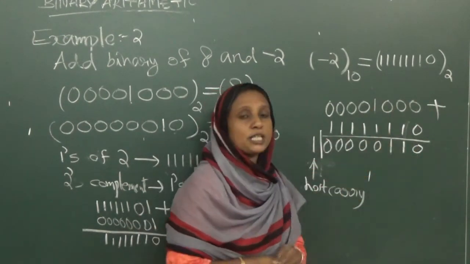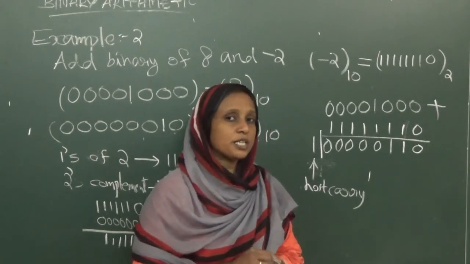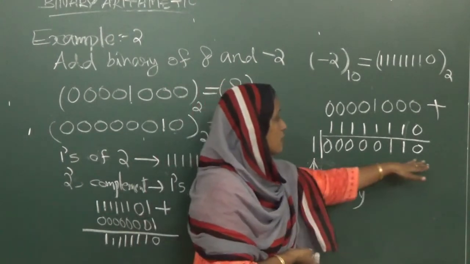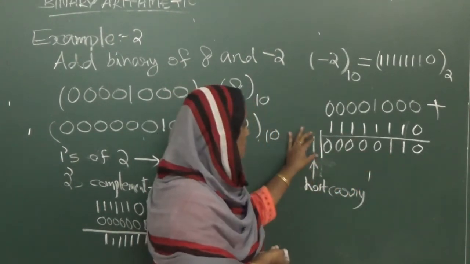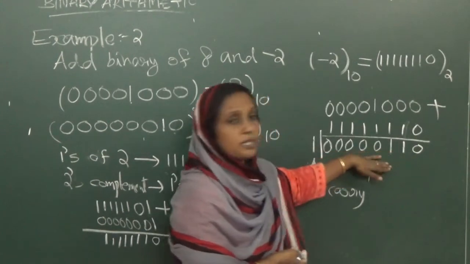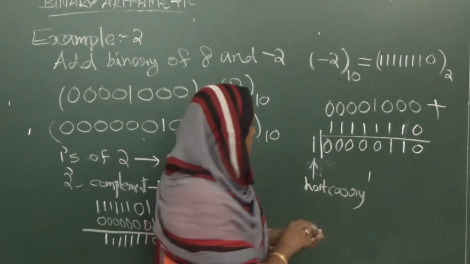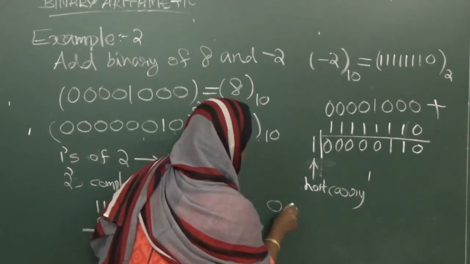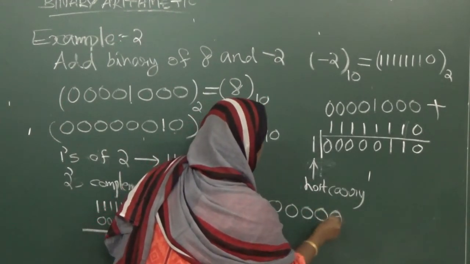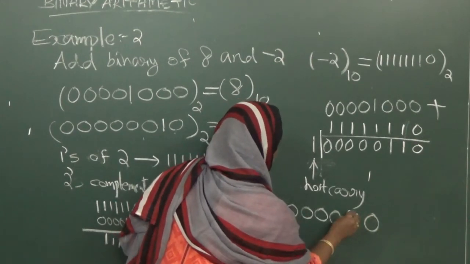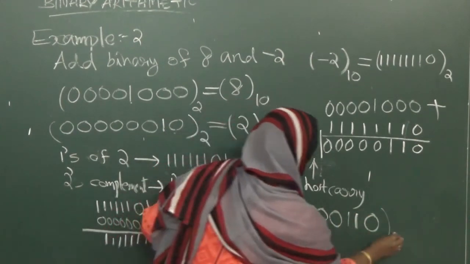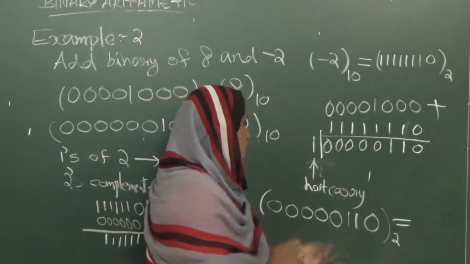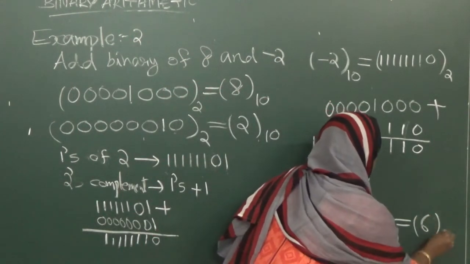What is 8 plus minus 2? 8 plus minus 2 equal to 6. Right? Now you can convert this number. Without this carry, you can convert this number to a decimal system. What is its decimal equivalent? That means 0, 0, 0, 0, 0, 1, 1, 0. This is the binary number. Its decimal equivalent is 2 plus 4, 6. Right?